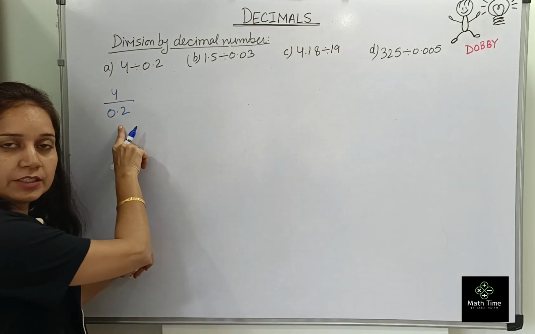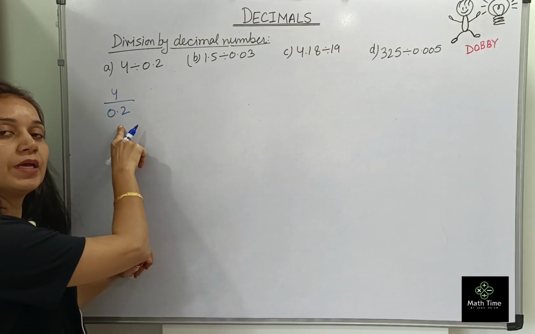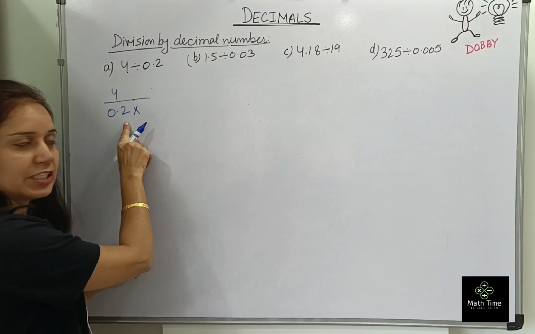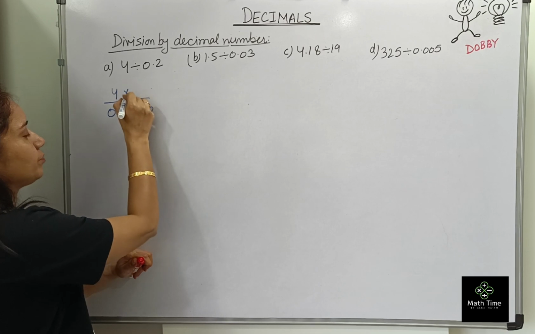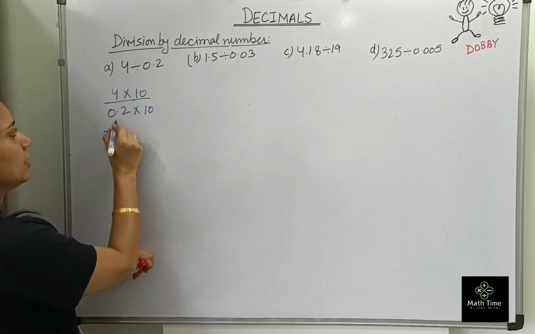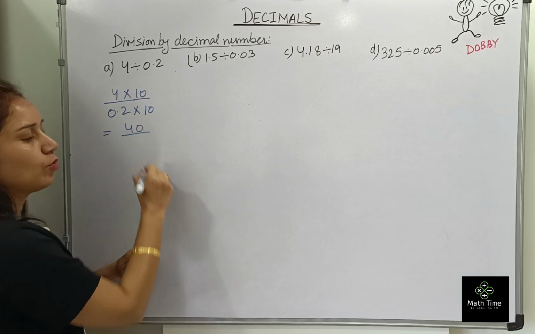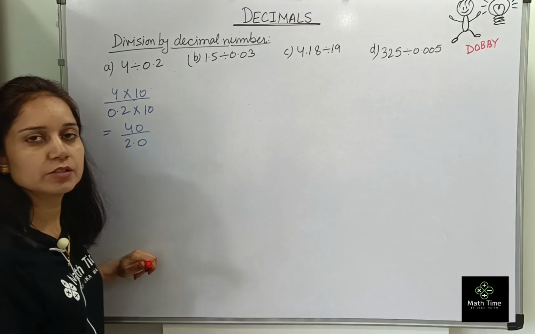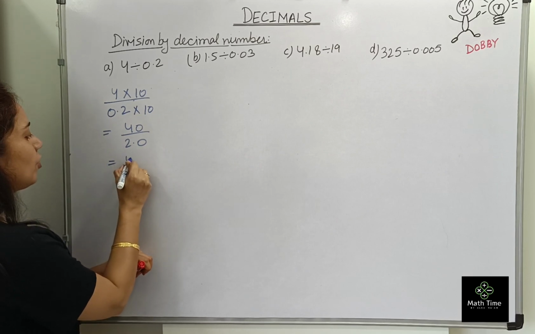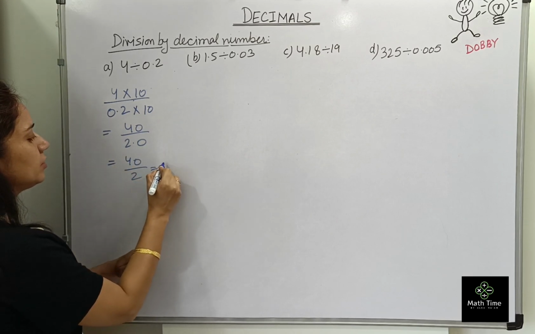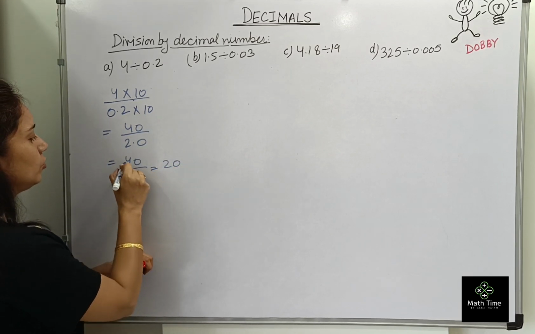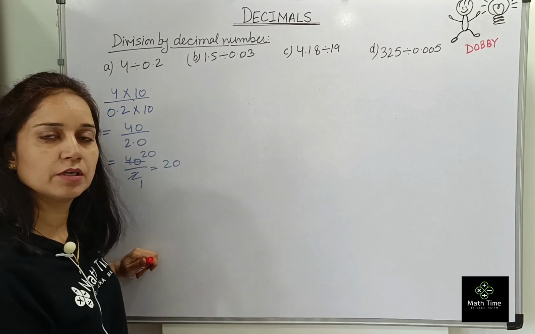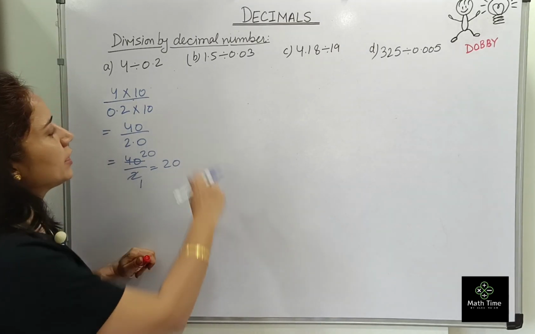Now as many decimal places, those many zeros we will multiply. Multiply 1 decimal place, so multiply by 10. It gives us 4 tens are 40, and 0.2 multiplied by 10 gives us 2.0, that is 2. So it becomes 40 divided by 2 gives us 20. 2 ones are 2, 2 twos are 4 and 0. Simply answer becomes 20.